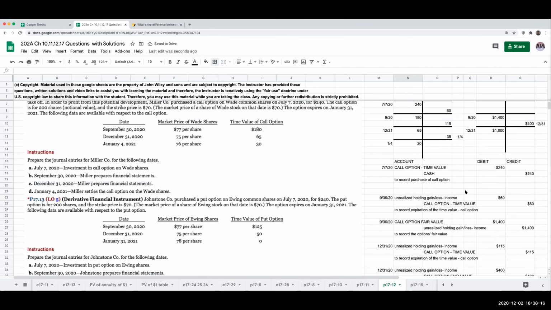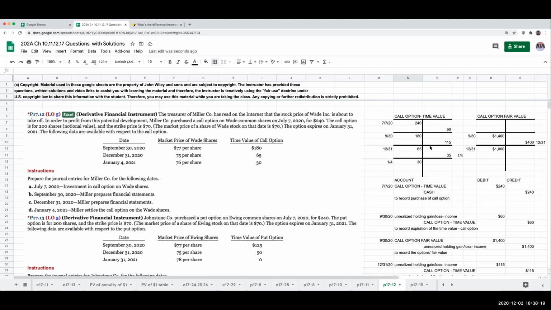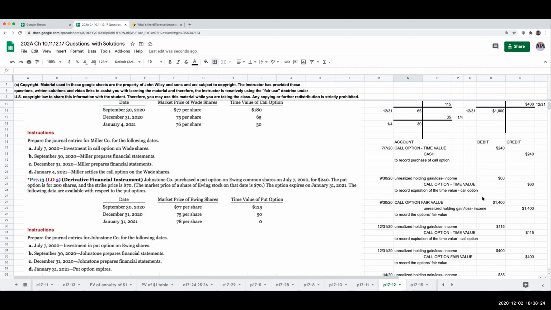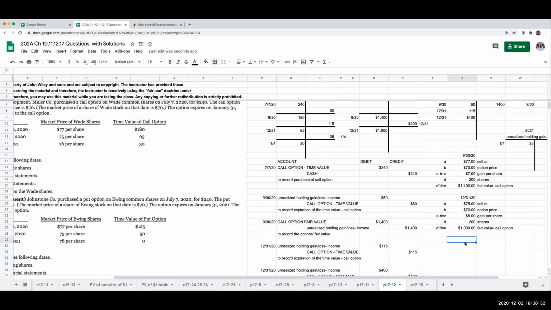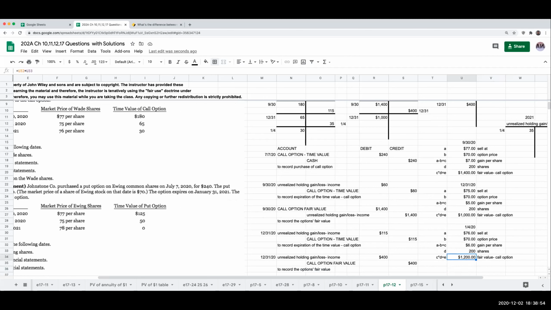Okay, now I've got that done. So what is this option on my books for right now? It's on my books for 1,030. So I'm now going to go through and settle the option. What exactly does that mean? Well, on 1/4/20, if I'm selling it at 76, and we can just borrow the same format over here, if I'm selling it at 76, 70 is my option price. My gain per share is $6, 200 shares. The fair value of the call option is going to be 1,200.